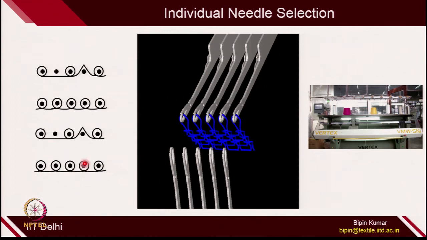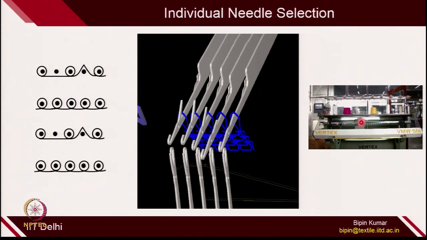For example, here you can see the first course is making all loops on the bed. In the second course, the first needle is making loop, the second float, third loop, fourth tuck, fifth again loop. Third course, all needles are making loops. Fifth course, one needle loop, one float, loop, tuck and loop. So on the same bed, in the same course, all stitches are possible. This is only possible because of individual needle selection.